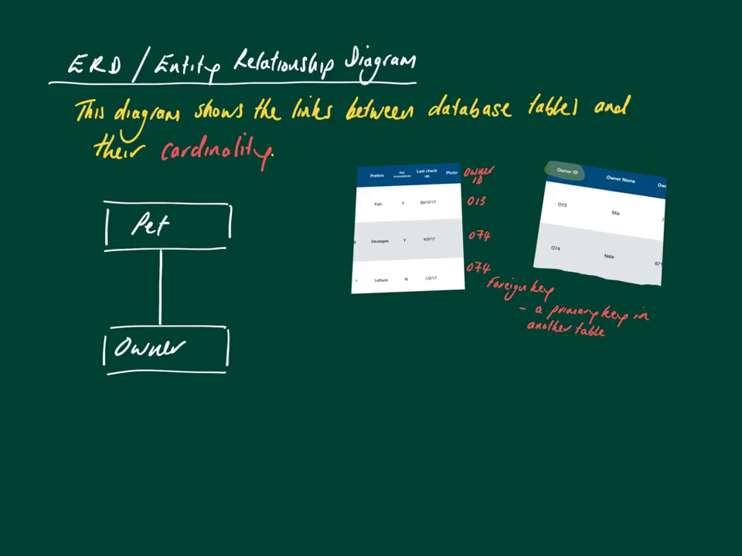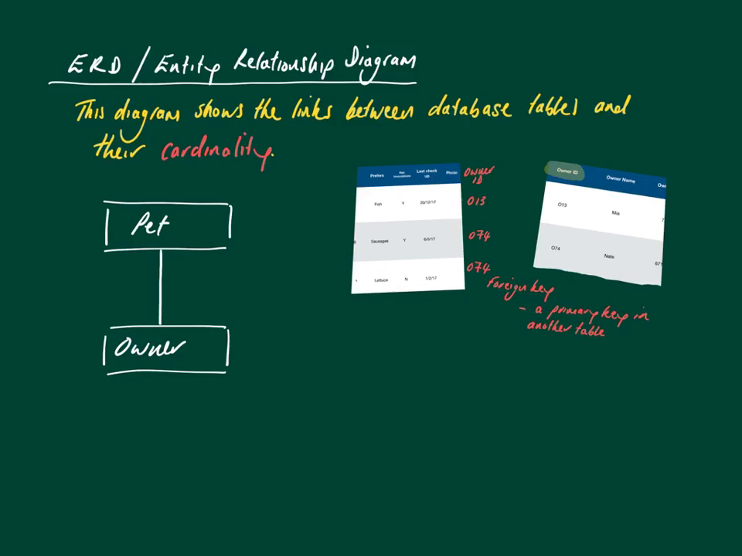And what you do is you work out from example data the chances of one owner having one pet or more than one pet, and you do the same in reverse, and you think, well, does one pet have one owner or many owners? Through this you work out the cardinality.